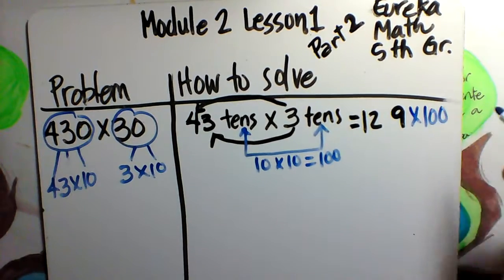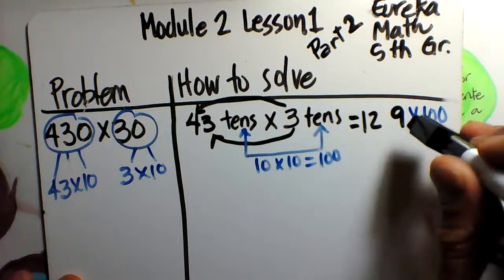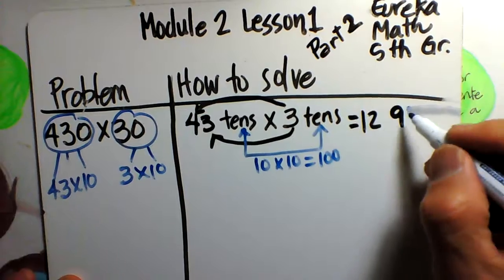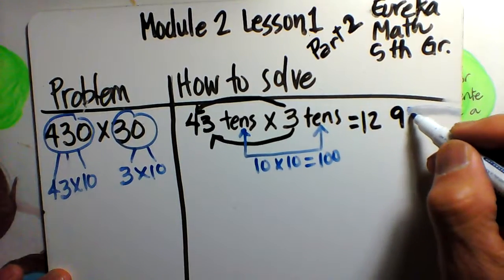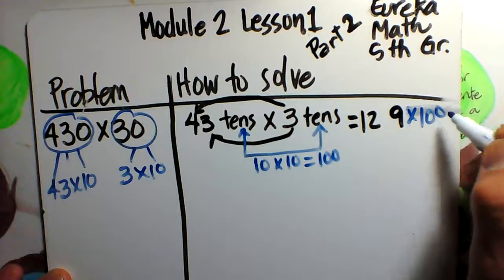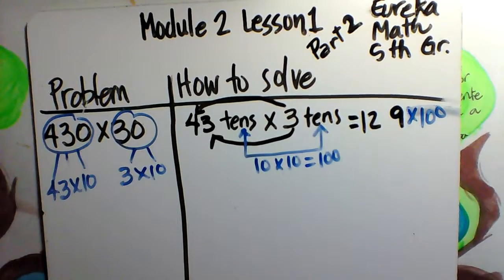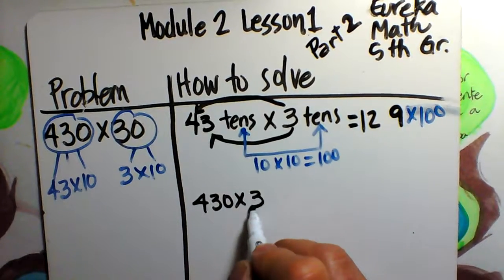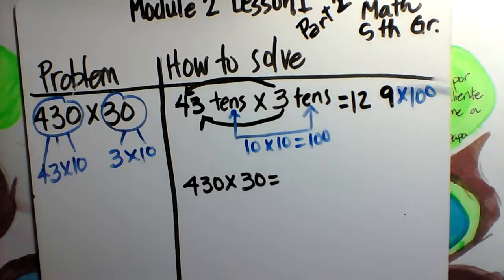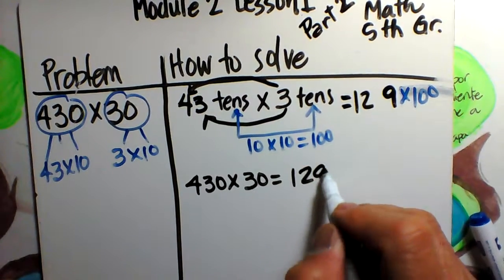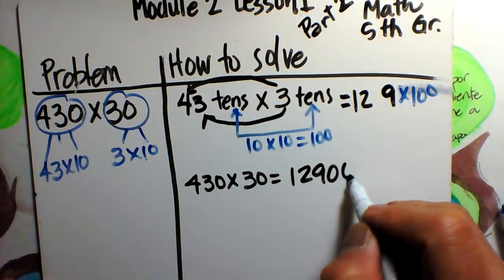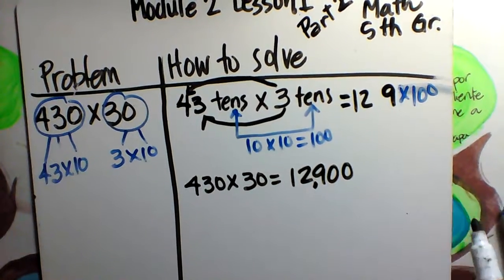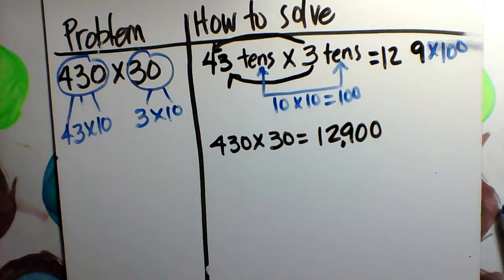So this is going to be 129 hundredths, or times 100. So our total for this multiplication will be 430 times 30. I'm just rewriting the multiplication. It's going to be 129 and 2 zeros, which means it was multiplied by 100. So the answer is 12,900.